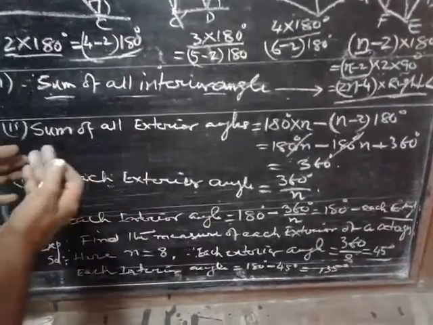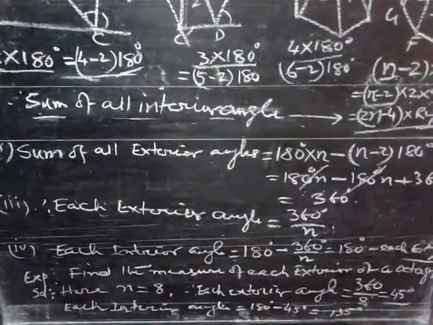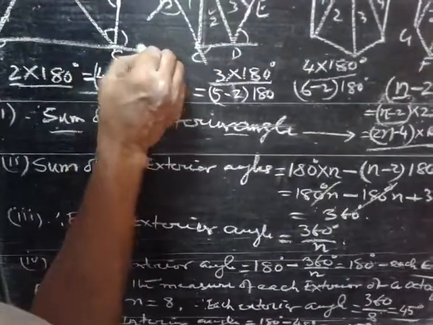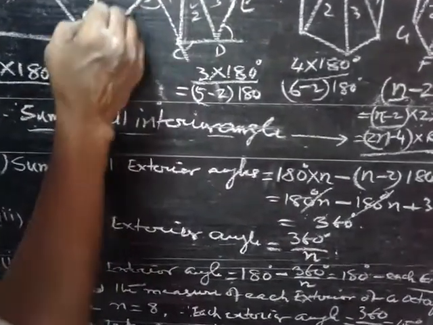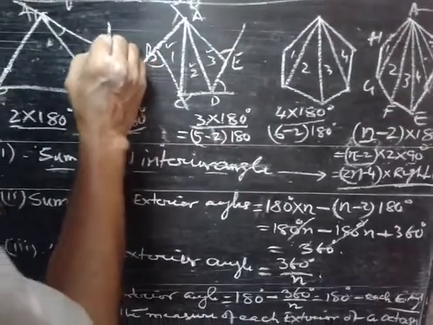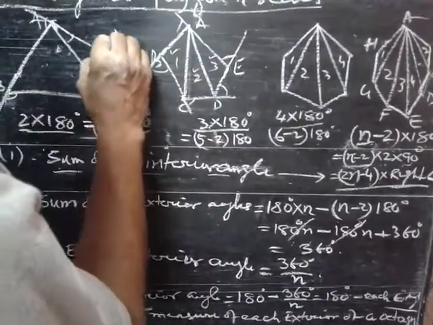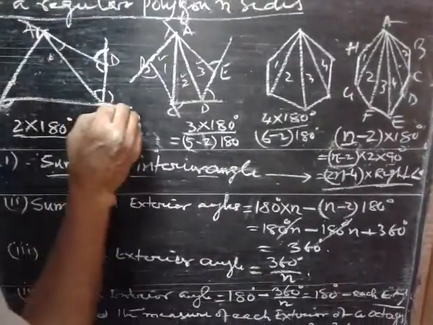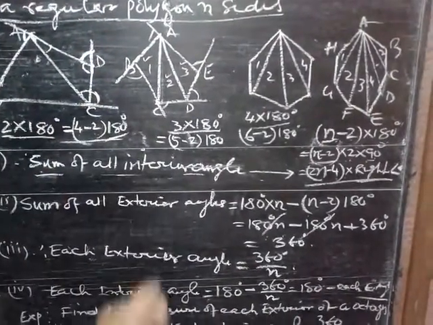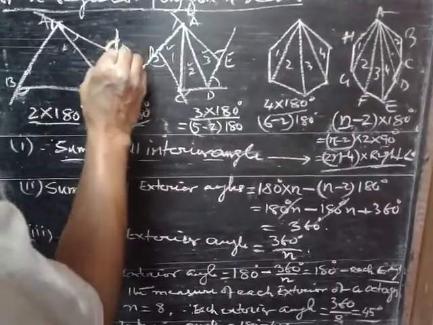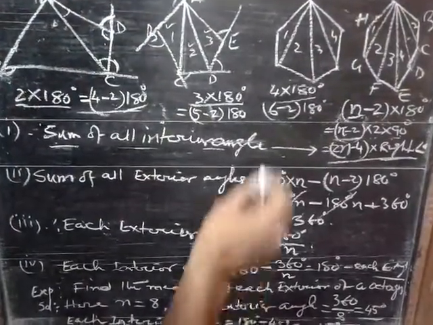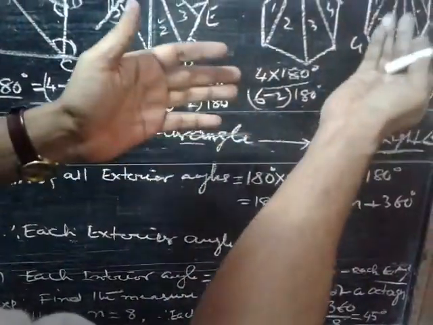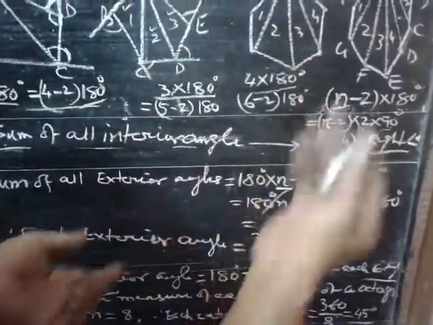Now how do we get the sum of the exterior angles? Suppose this is an interior angle; the exterior angle is formed when the side is extended, and the adjacent angle is the exterior angle, like this and this. So exterior angle plus interior angle equals 180. Suppose the number of sides is n, then the interior and exterior angles together will be 180 into n.